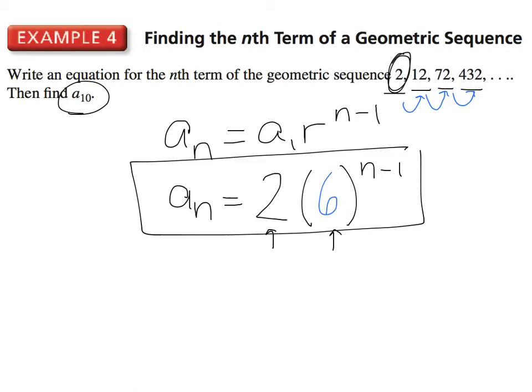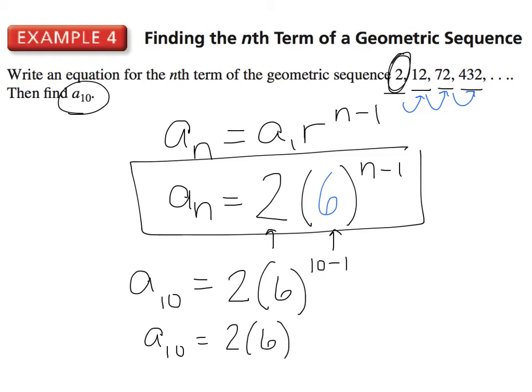Now the next part is finding what the 10th term is. So you take a sub 10. Here's what you do. You plug it in. Equals 2 times 6 to the 10 minus 1 power. That would be a sub 10 equals, do not multiply 2 times 6. That's illegal. 6 to the 9th power. So you take 6 to the 9th power, you times it by 2. So the 10th term would be 20,155,392.